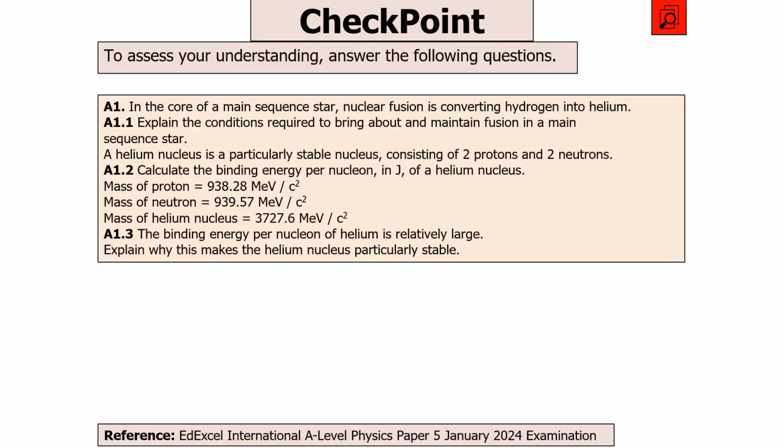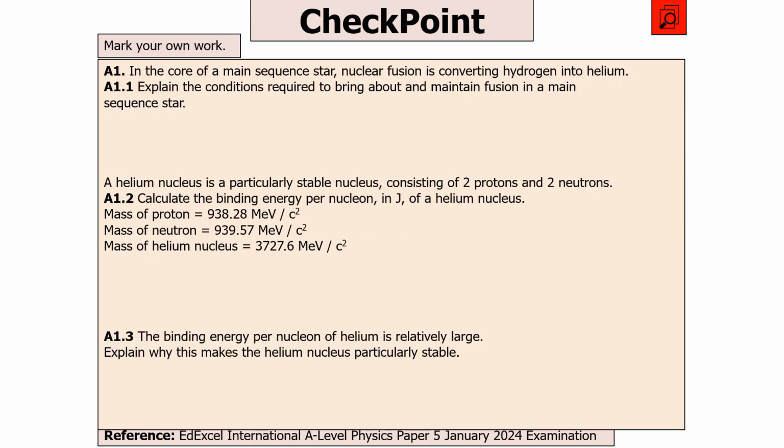In the next question, in the main sequence star, nuclear fusion is converting hydrogen into helium. Explain the conditions required to bring about and maintain fusion in a main sequence star. A helium nucleus is a particularly stable nucleus containing 2 protons and 2 neutrons. Calculate the binding energy per nucleon in joules of a helium nucleus. Then the binding energy per nucleon of a helium is relatively large. Explain why this makes the helium nucleus particularly stable. So pause the video now, then unpause the video when you want to go through your answer.